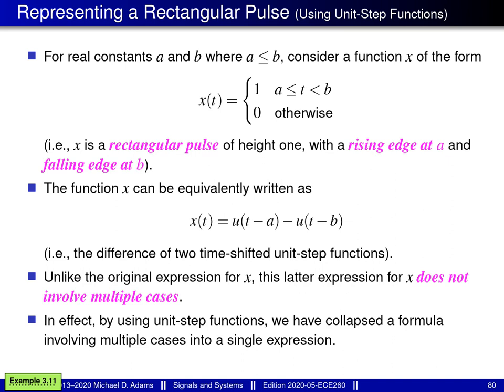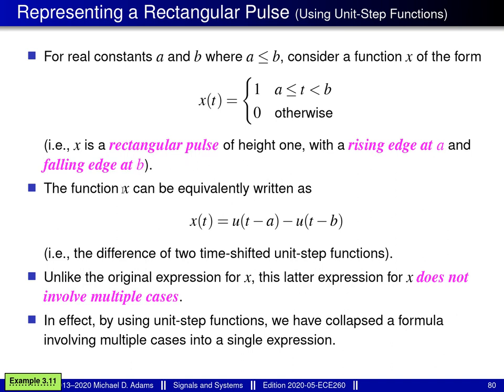At this point, I'd like to consider representing a rectangular pulse using unit step functions. So to make this more concrete, let's let a and b denote two real constants, where a is less than or equal to b. And let's consider a function x of the following form, a function x which is given by this equation here. So this is a function that is expressed in terms of two cases. If t lies between a and b, the function is 1, otherwise it's 0. This function x corresponds to a rectangular pulse where the height of the pulse is 1 and the rising edge is at a and the falling edge is at b.